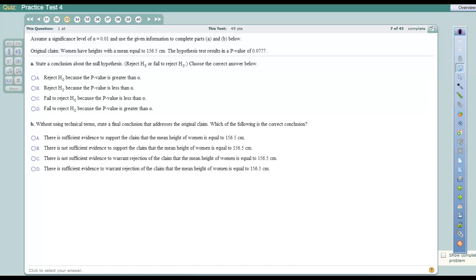Okay, here we've got a p-value of 0.07. Alpha is 0.01. State a conclusion about the null hypothesis. I think I heard fail to reject the null hypothesis because the p-value is greater than alpha.